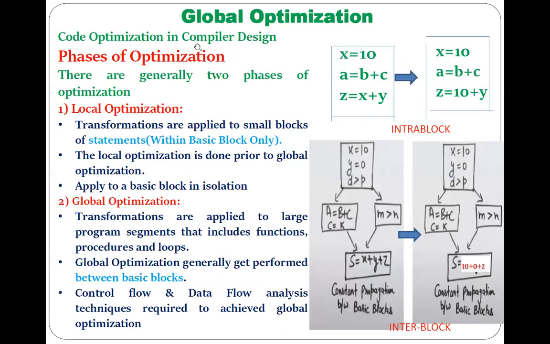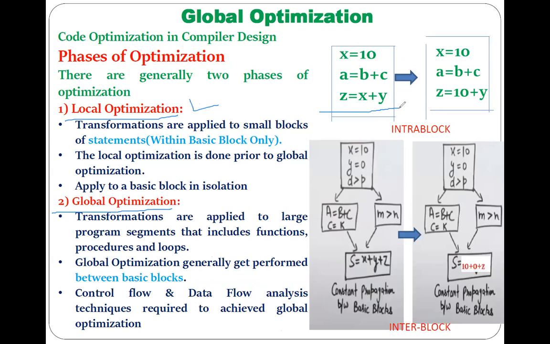Now, in the phases of optimization we have already started discussion. There are two main phases: the local optimization phase and the global optimization phase. Now, what exactly is local optimization? We discussed that last time. When the optimization gets performed within a basic block only, and in order to perform the code optimization there is no need to interact with another basic block, then we call that kind of optimization local optimization, which is performed within a basic block only.